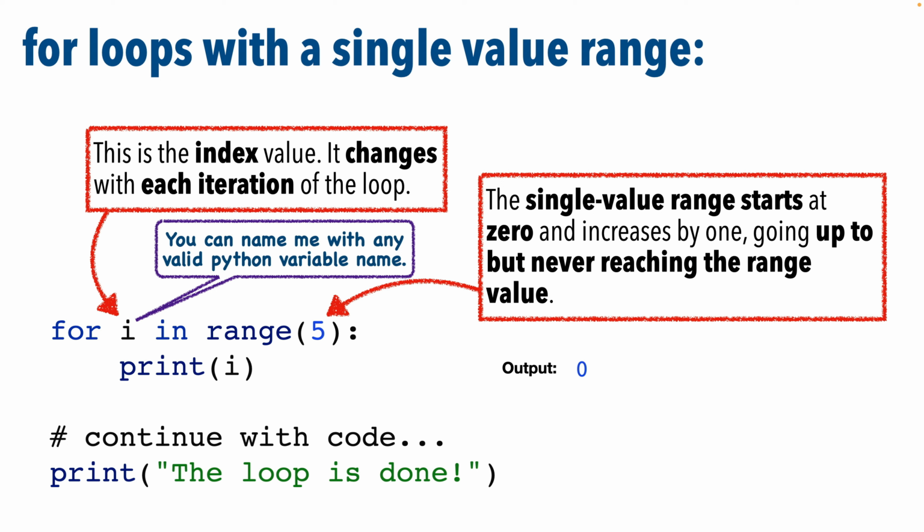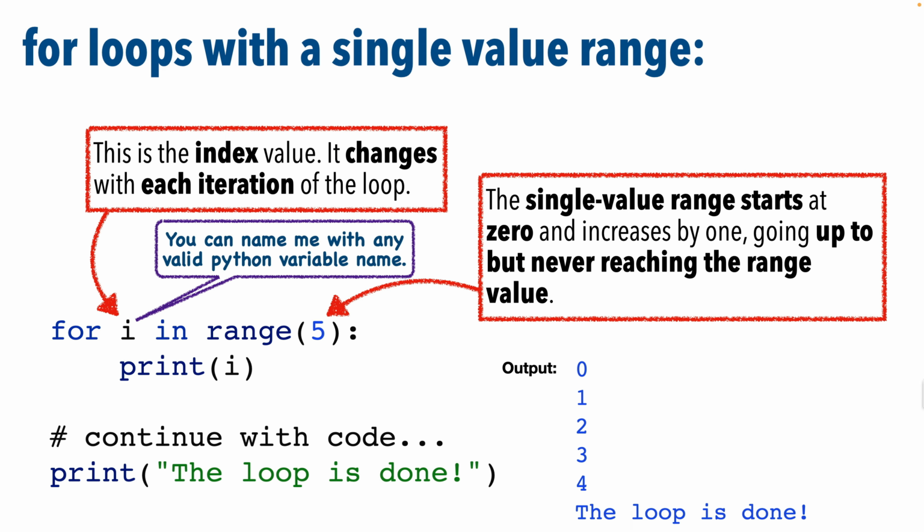We only have one line indented below the for loop, so we're going to print out 0. Then for the second pass, I is 1. We hit the indented code and we print out 1. The third pass, I is 2, then 3, then 4, which is the fifth pass, and then we're done with our loop. So then we execute whatever code is outdented after the loop. Here we've got the comment statement and then this print statement that says the loop is done. So we print out the loop is done.